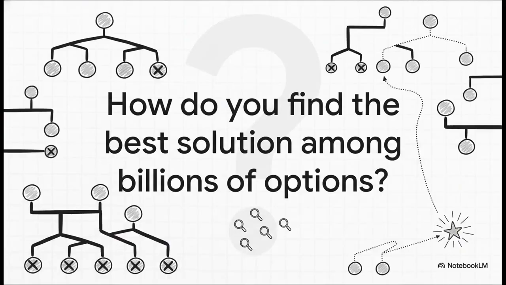I mean, just think about it for a second. Imagine you're faced with a choice. But it's not just one choice. It's a whole cascade of them, where every single decision you make just opens up a dozen more. How in the world do you navigate a maze like that to find the one single perfect path?